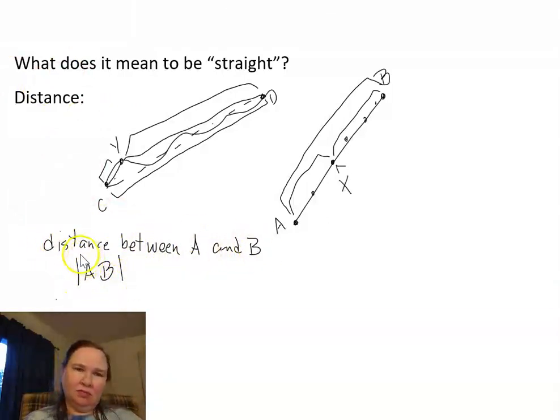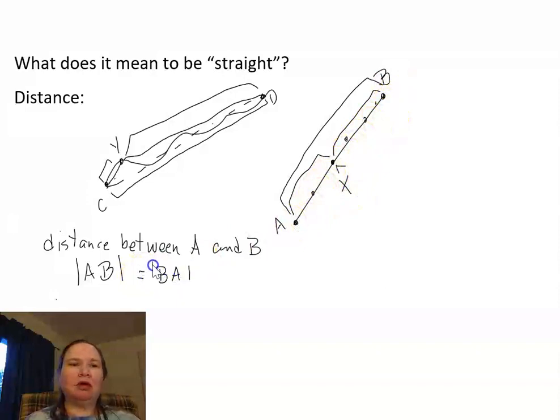So I'm using these bars to show the distance between A and B. I like this way of showing distance because it's a nice compact notation. But also that's a lot like an absolute value, and distance is always positive. So the distance from A to B is the same as the distance from B to A.